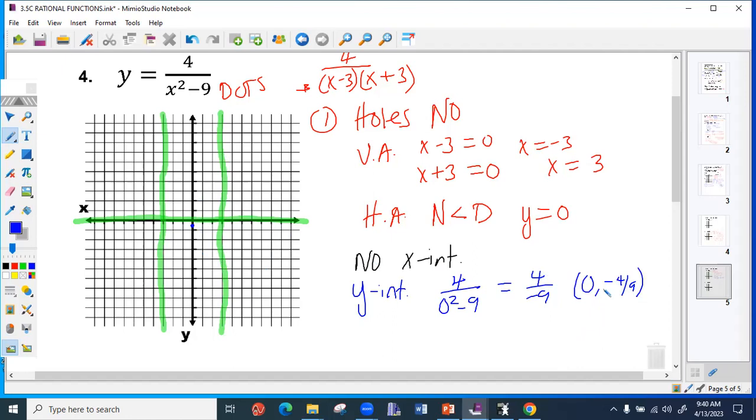All right, so my y-intercept is right here. So for your y-intercept, we said that you're plugging in 0 for x, and 0 minus 9 is -9. So my answer is 4 over -9, which is -4/9. That's my y-intercept. That's it.